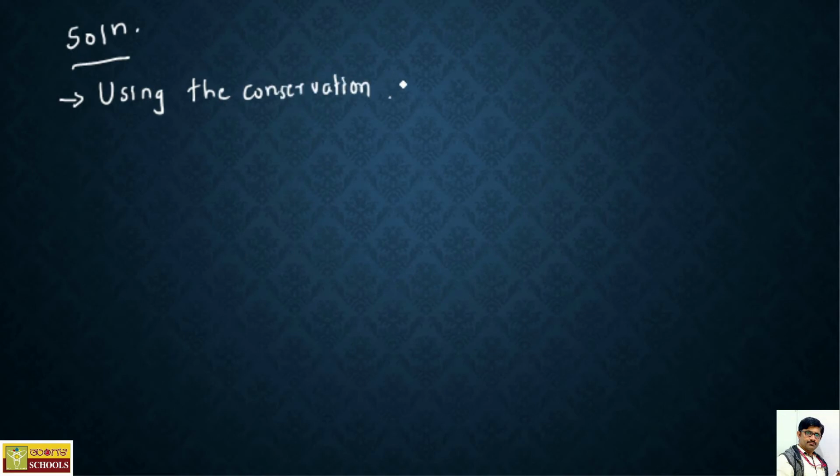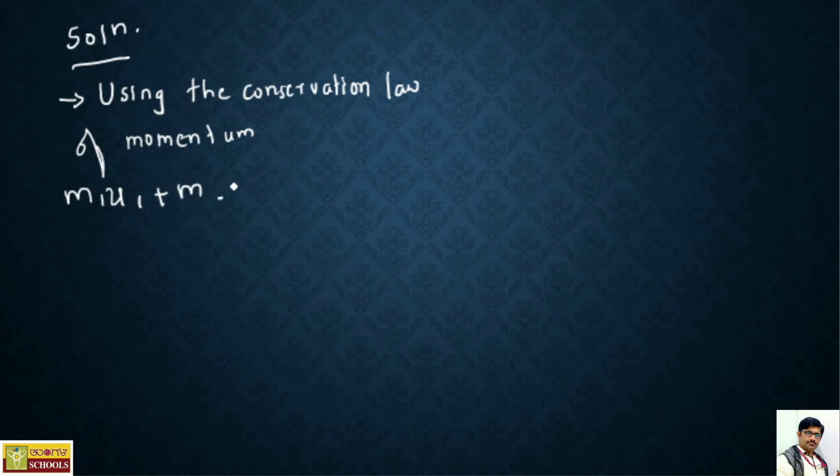Using the conservation law of linear momentum, or you write simply momentum, no problem. That is m1 u1 plus m2 u2, which is equal to m1 v1 plus m2 v2. So this is a long expression, therefore choose the proper values. This can be done only when you understood the problem correctly. Okay, so we want this v2, therefore just rearrange the terms.